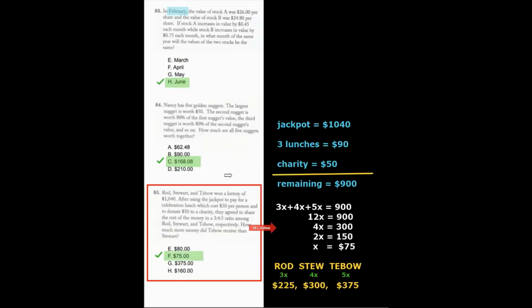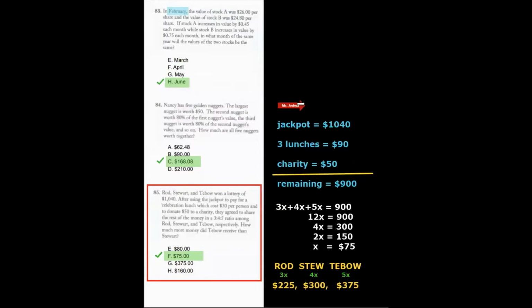Question 85. Rod, Stewart, and Tebow won a lottery of $1,040. Wow. After using the jackpot to pay for a celebration lunch, which cost $30 per person, and to donate $50 to charity, they agreed to share the rest of the money in a 3-4-5 ratio among Rod, Stewart, and Tebow, respectively. How much more money did Tebow receive than Stewart?